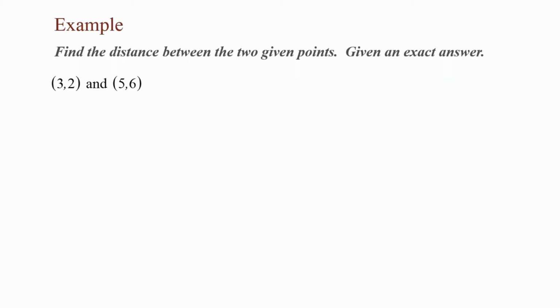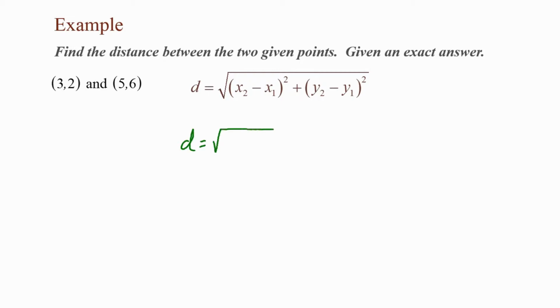In this example, find the distance between the two given points. Give an exact answer. 3, 2 and 5, 6. Using the distance formula, d equals the square root of (x2, which is 5, minus x1, which is 3) squared, plus (y2, which is 6, minus y1, which is 2) squared.